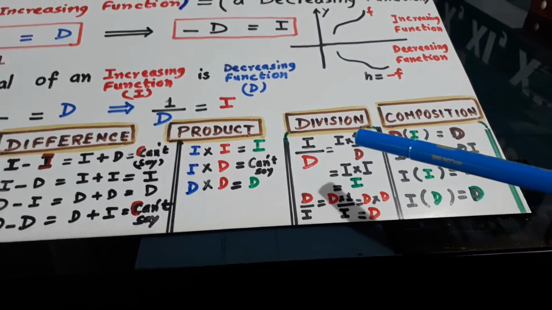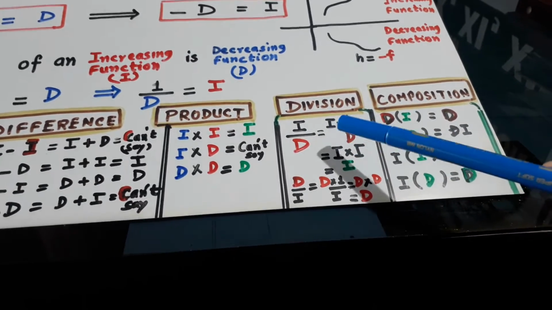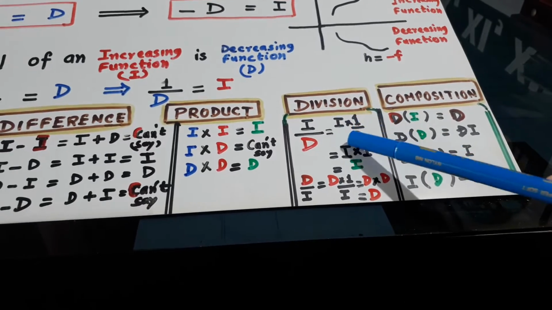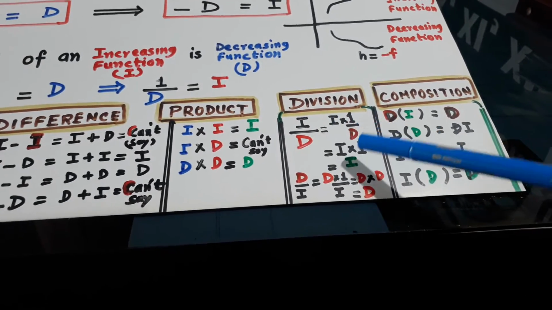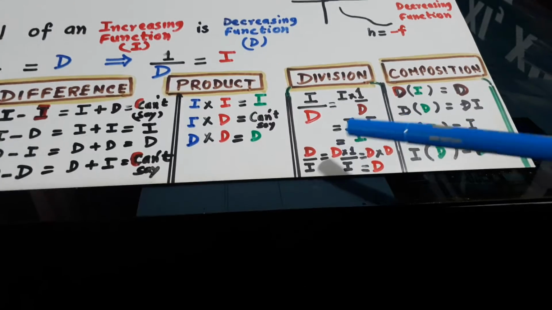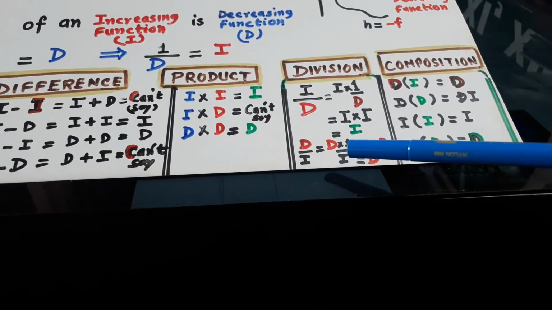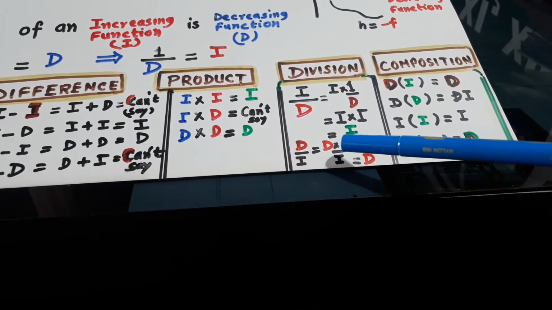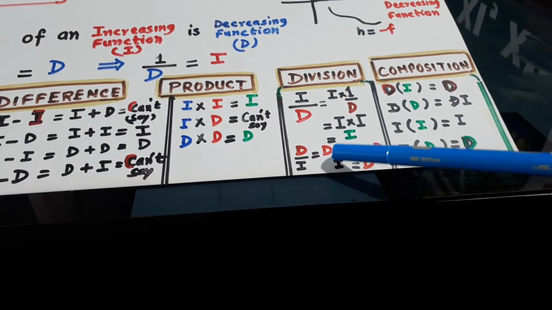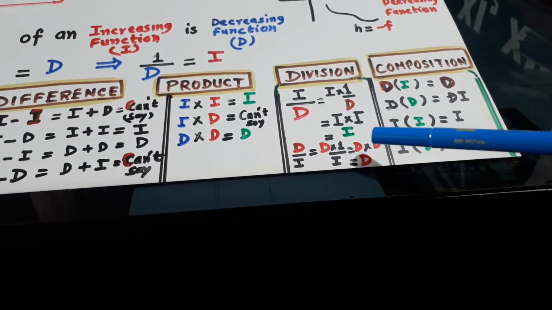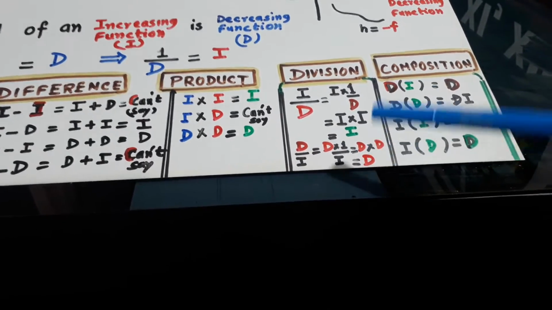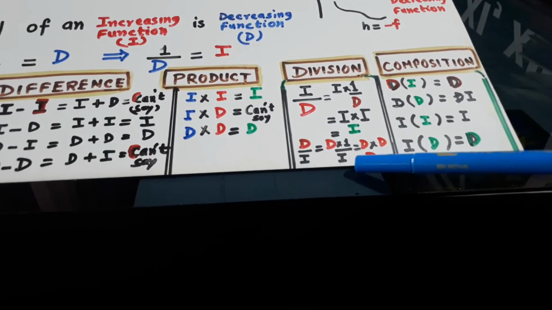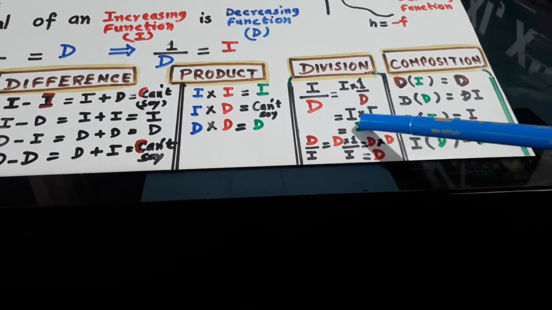Now division. I over D: this is I, 1 over D is again I. I into I is I. So D over I can be written as D into 1 over I. 1 over I is again D. So D into D is D. D into D is D. I into I is I.